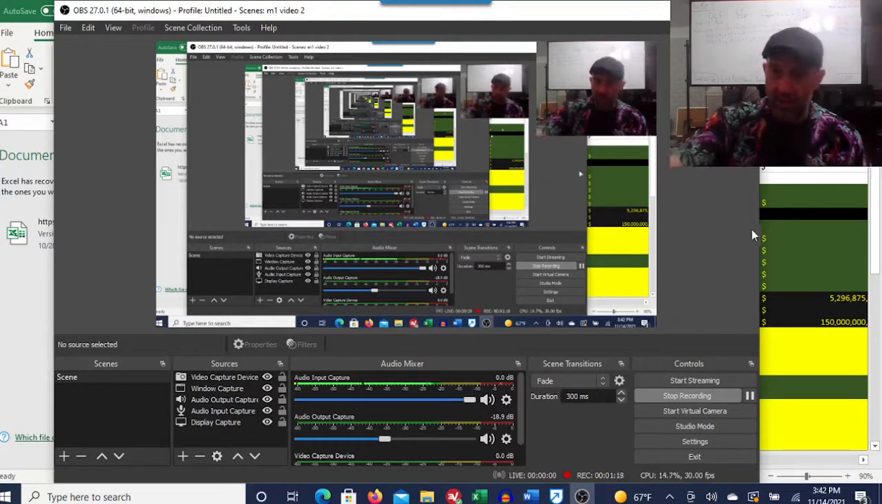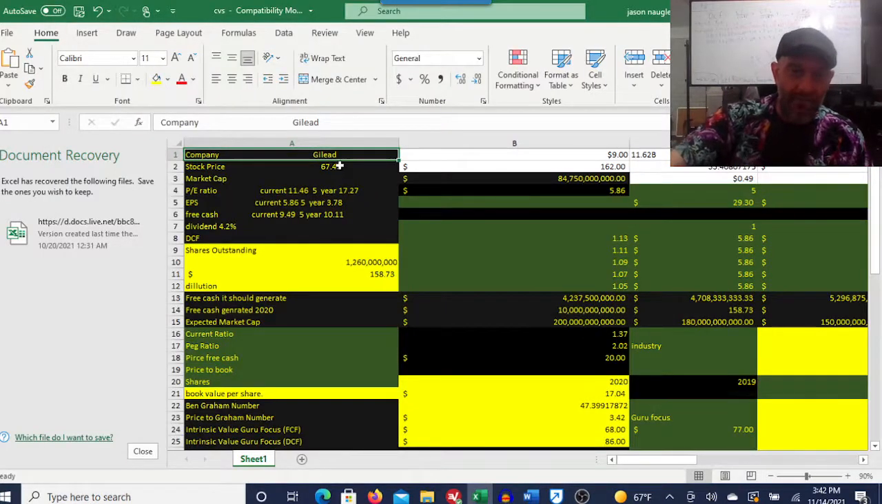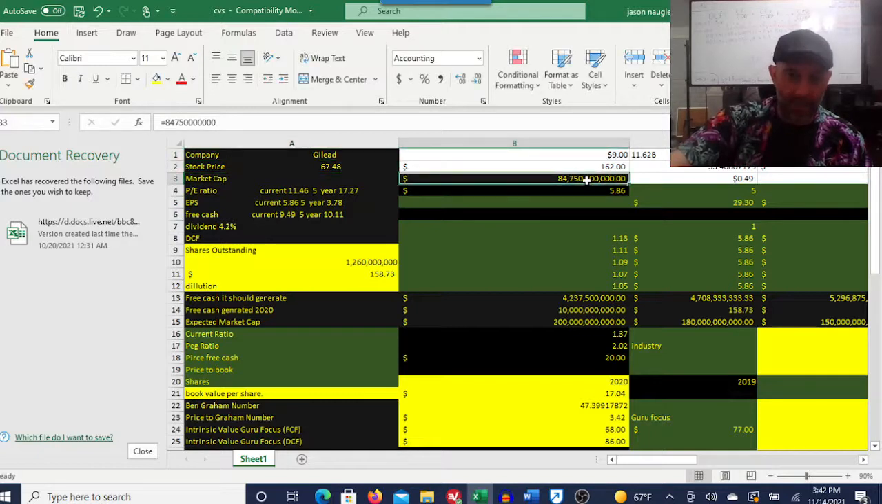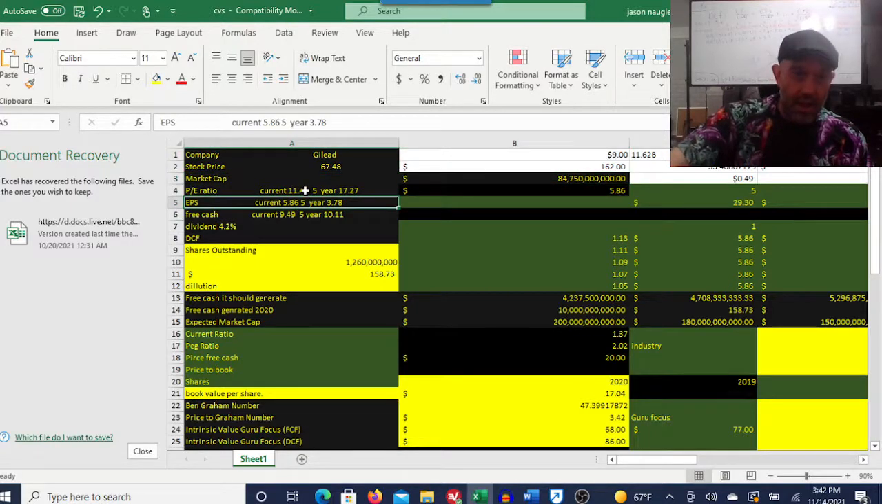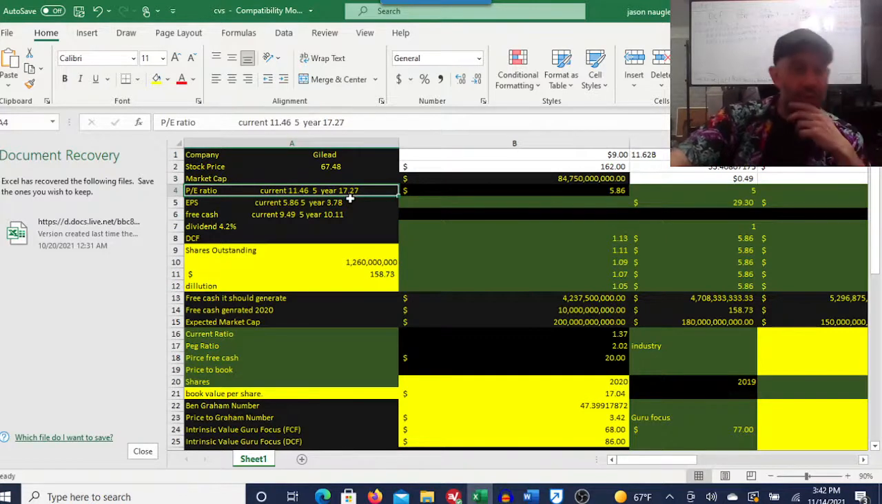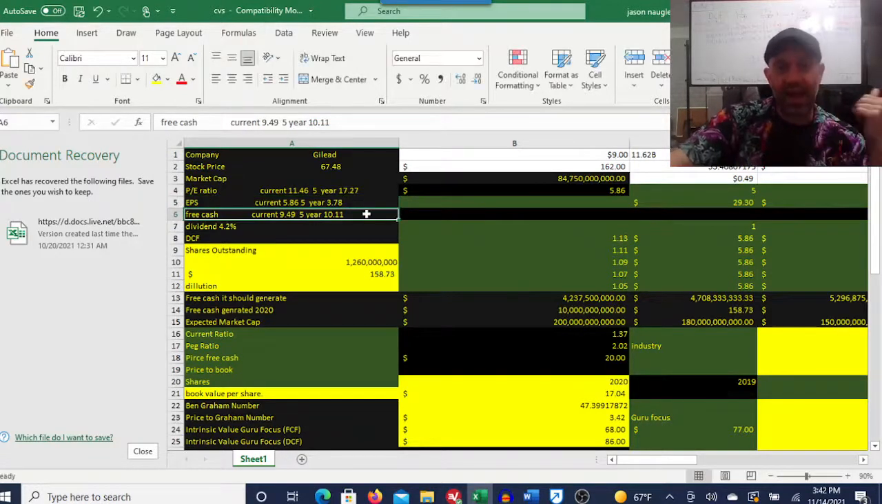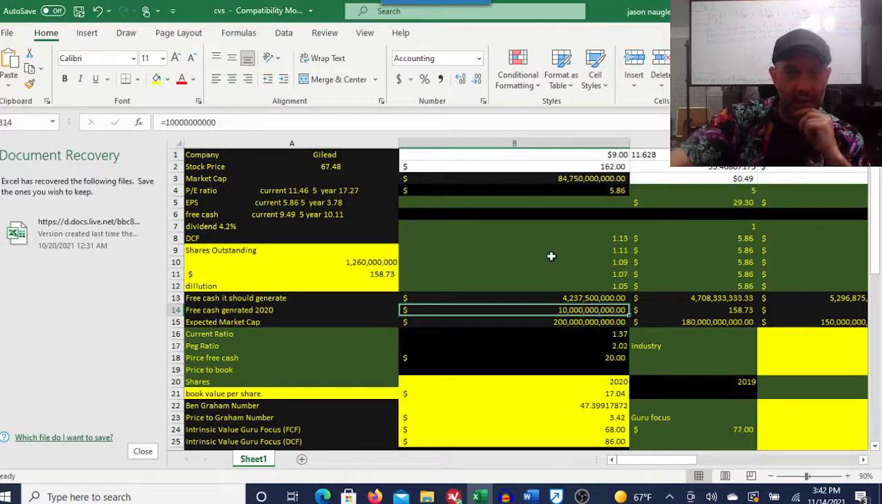So we have a share price of $67.48, a market cap of $84 billion. Its price to earnings ratio currently is 11.46. Its 5-year is 17.27. Its earnings per share is currently $5.86. Its 5-year is $7.78. Your free cash flow is currently $9.49 billion and its 5-year is $10 billion. I use $10 billion down here.